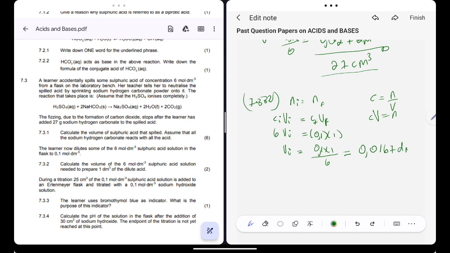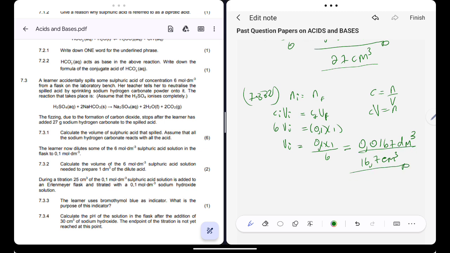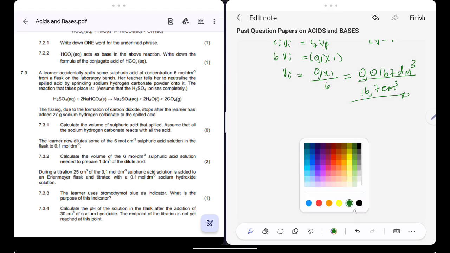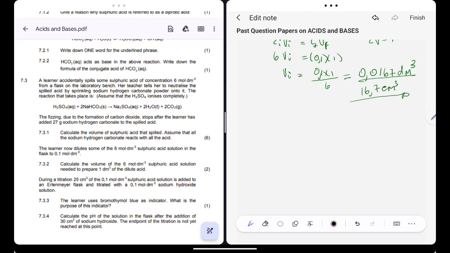0167 cubic decimeters. If I multiply this by 1000, I'll simply get 16.7 cubic centimeters. It's up to me how I prefer to write my answer. Okay, the follow-up question.